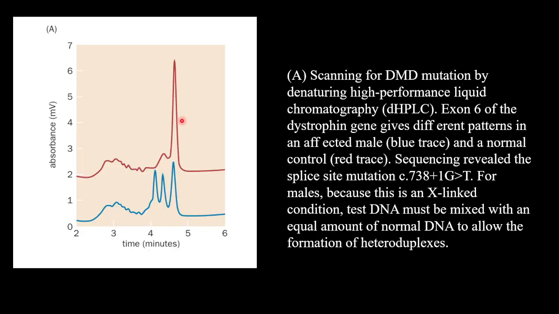For example, this is the DMD mutation, because DMD mutation is X-linked, and because males have only one X chromosome, you have to add the wild type sequence. Otherwise, what will happen, because this X chromosome is mutated, it will only form the homozygous condition. So you have to add the wild type sequence to form the heteroduplex.